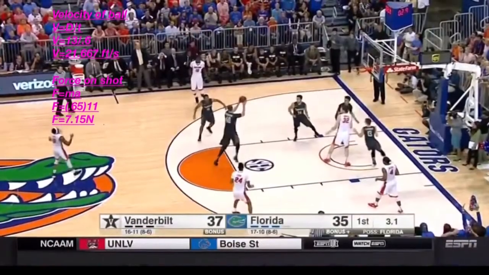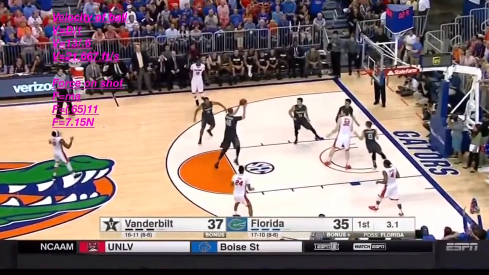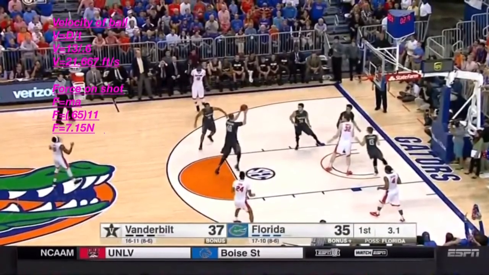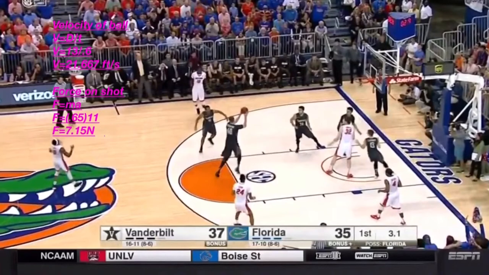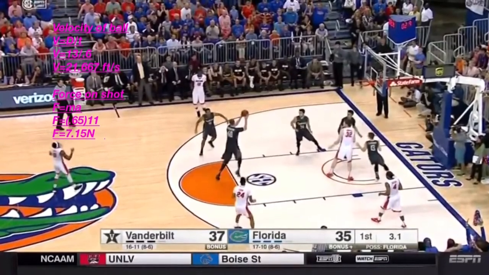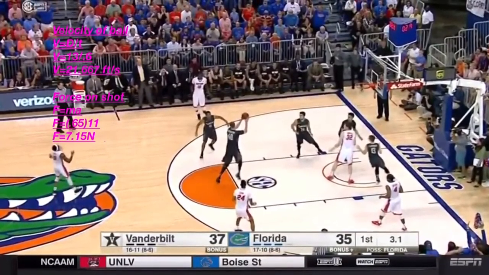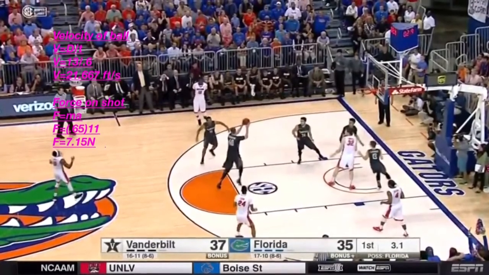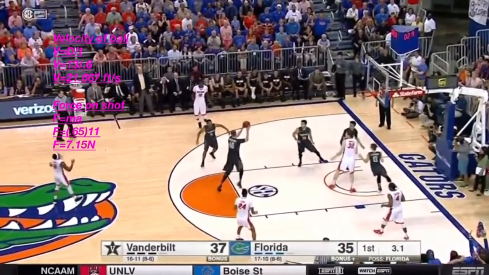The next thing we wanted to find was the velocity of the ball after the block and the force put on the ball when it was blocked. To find the velocity, we did velocity equals distance divided by time, in which we had found that the ball traveled 13 feet in a time of 0.6 seconds, giving us a velocity of 21.667 feet per second after the block. Next, we wanted to find the force that the player exerted on the ball when he blocked it.